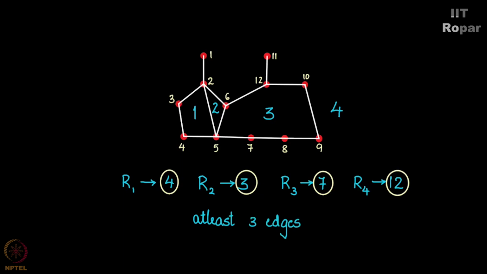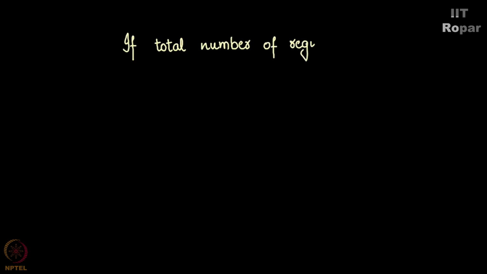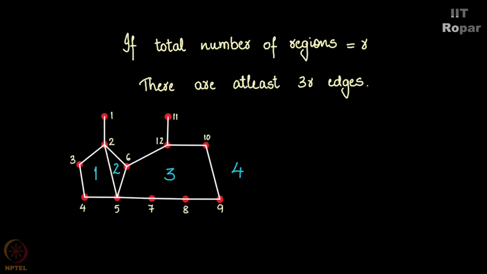So, the total number of regions, if it is R, you will have at least 3R number of edges that come in these regions. So let me say 3R is less than or equal to the cumulative sum of all the edges that you write down corresponding to the regions. So 3R is less than or equal to the sum total here. What is that? 4 plus 3 plus 7 plus 12. Correct? You add all of them. What is that? 14, 15, 16, 26, correct? The total is 26, so that is my cumulative sum. So 3r is less than or equal to 26, which is my sum of all the edges that appear as part of a region.